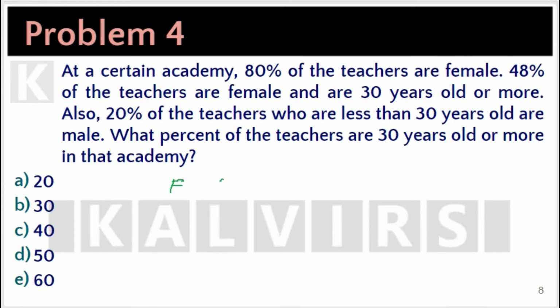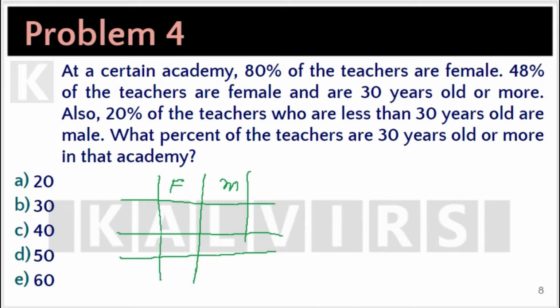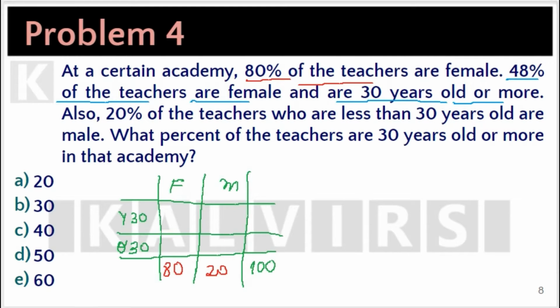Well, here we'll use a matrix to organize data. Columns will be for genders, female and male, and rows will be for ages, younger than 30 years old or older than 30 years old. Now, let's assume there are 100 teachers, just to avoid calculating percents. So, 80% of the teachers are female, therefore 20 are male. Now, 48% of the teachers are female and are 30 years old or more. Female and 30 years old or more is right here.